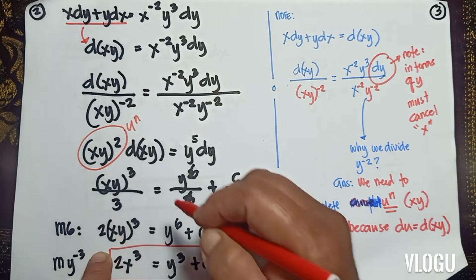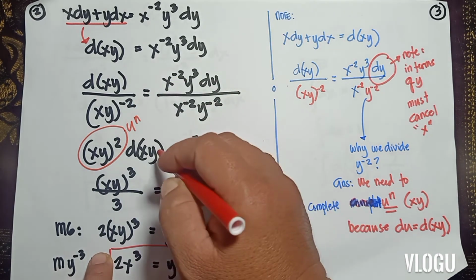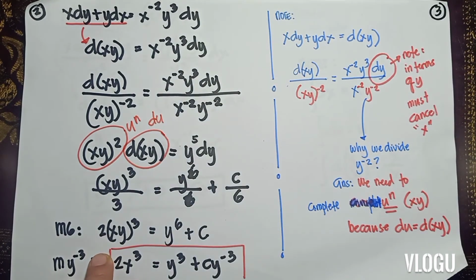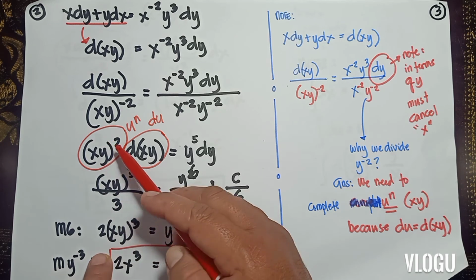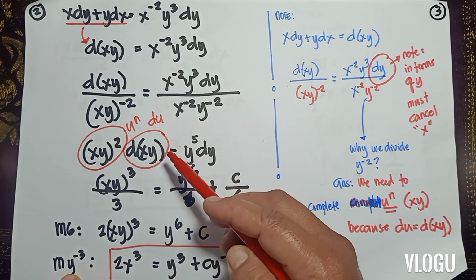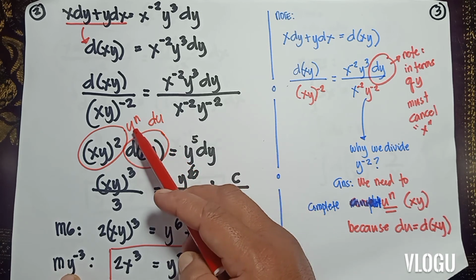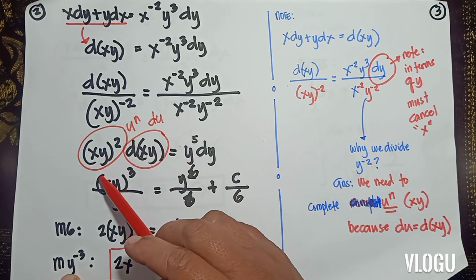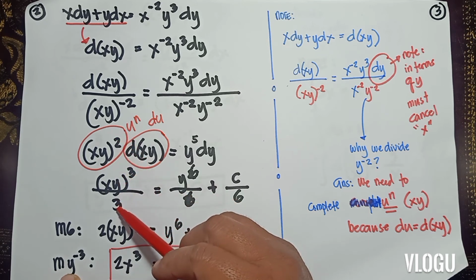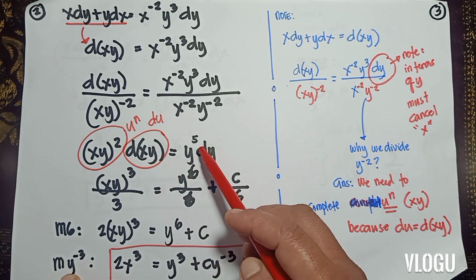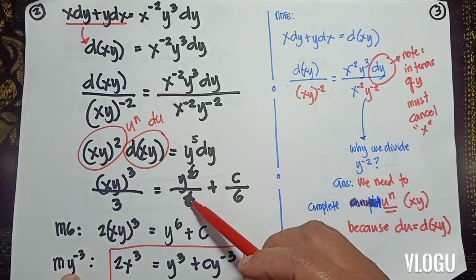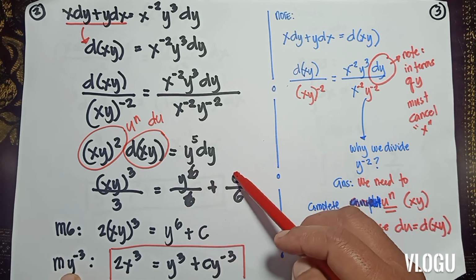So this one is, unsa man ni? U to the n. This one is du. So when you are going to integrate this one, that is u to the n du, so u to the n plus 1. What is your u to the n? So you will have xy, that is 2 plus 1, that is 3, over 3. That is equal to the integral of y to the 5, so that is y to the 6 over 6 plus c.